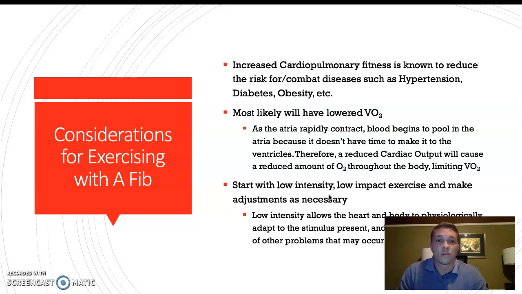He'll most likely have a lowered VO2, and therefore he's probably going to feel symptoms pretty quickly the higher intensity he goes. So we're going to start with a low intensity, low impact exercise, and make the adjustments as necessary, because you don't want him to be showing any symptoms too early or causing any other damage that's not already present. It allows the body to physiologically adapt to the exercise, and therefore it's not going to be just a dramatic spike in his heart rate and blood pressure.